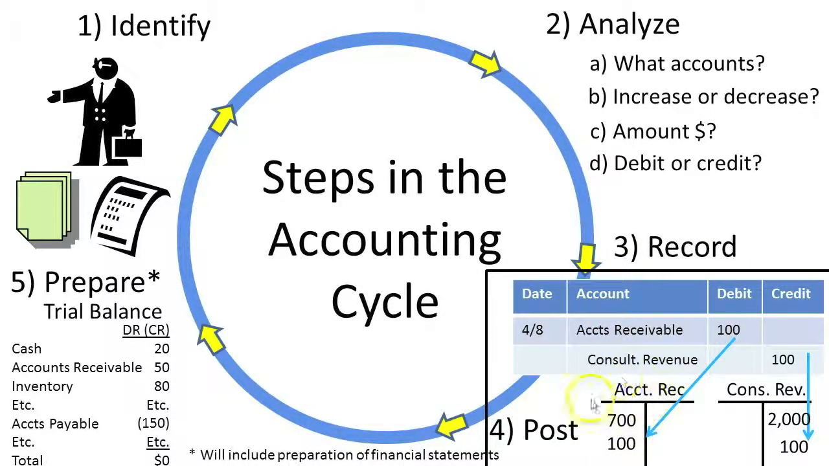So for example, if we had an accounts receivable account with a $700 balance already and posted a $100 debit to it, we could then say we now have $800 of accounts receivable. The posting process is simply transferring the data from the general journal into the respective accounts in the ledgers. And these T accounts are just visual representations of what's called a general ledger account.